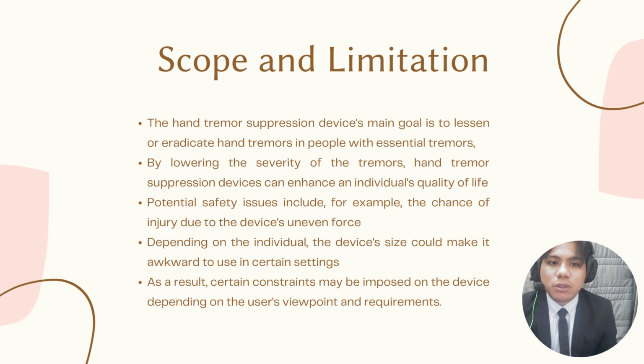Although it provides a massive boost towards stability for tremor patients, several limitations can be considered in designing a head tremor suppression device. It is also important to evaluate any limitations the device may have in terms of the magnitude of tremors it can effectively reduce. Potential safety issues include, for example, the chance of injury due to the device's uneven force. Since the head tremor suppression device may be unpleasant for patients to use and wear regularly, patient comfort must also be considered. As a result, certain constraints may be imposed on the device depending on the user's viewpoint and requirements.